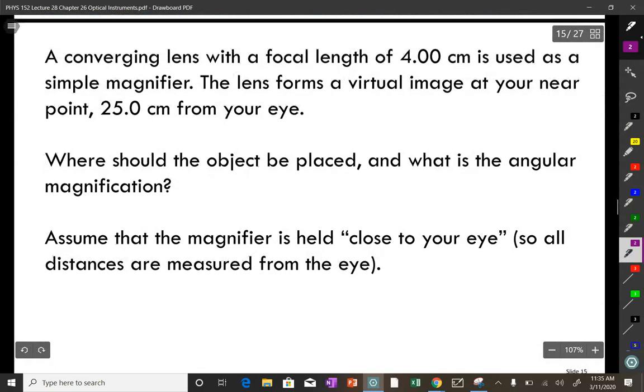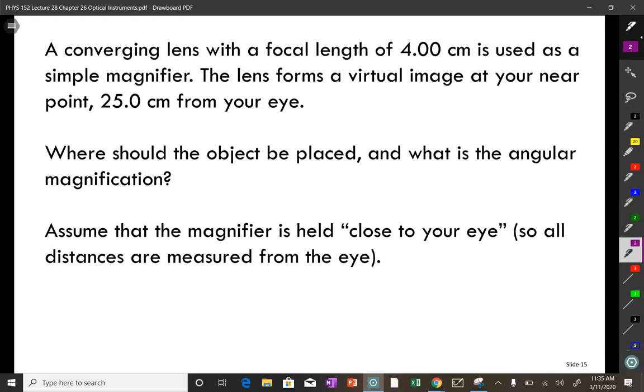Okay, a problem for you. A converging lens with a focal length of 4 centimeters is used as a simple magnifier. The lens forms a virtual image at your near point, 25 centimeters from your eye. Where should the object be placed and what is the angular magnification?